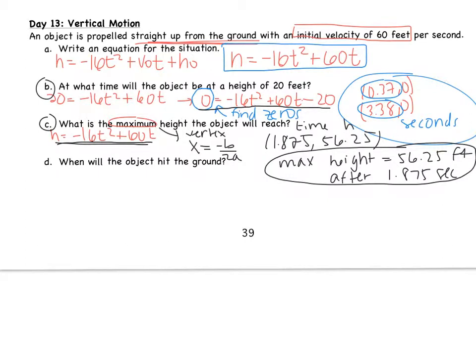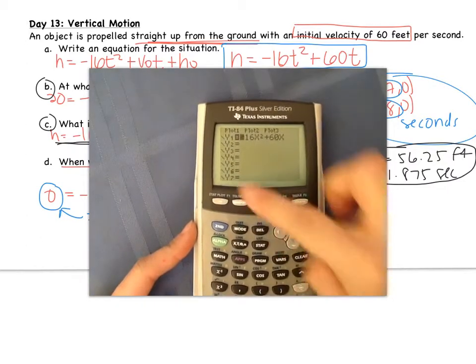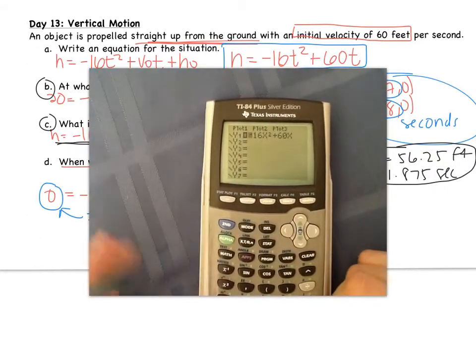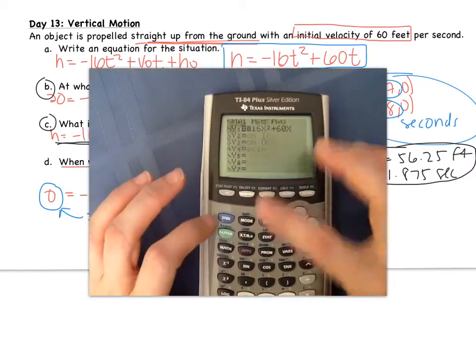Now for part D, when will the object hit the ground? So hit the ground means that my height equals 0. So I'm going to take my equation, my negative 16t squared plus 60t, and I'm going to set it equal to 0. Now, on the calculator, because my equation is set equal to 0, I'm solving for the zeros. I'm going to use the 0 function. So let's look at how to do that on the calculator. Okay, so first thing that you want to do is hit y equals and make sure that your equation is in correctly. Anytime that you do a problem like this, you always want to start by making sure you have the correct equation. I'm going to hit zoom 6.